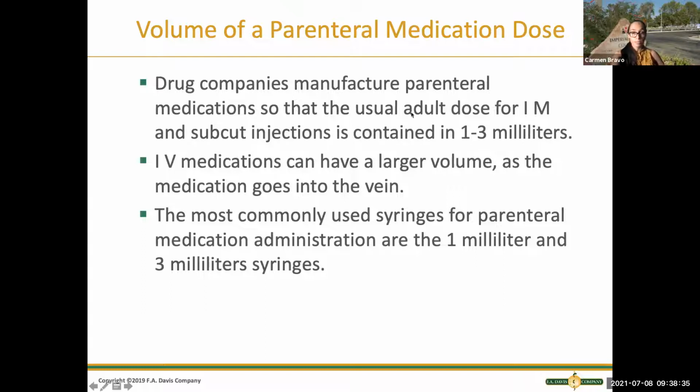You'll see that it's still being done, but there's a large nerve, and there's a large artery that goes through the back of it. So it's kind of dangerous. So right now they're minimizing the use of the dorsogluteal, which is the upper outside of the buttock. So anyways, medications are normally meant to be in 1 to 3 mLs because of that reason.